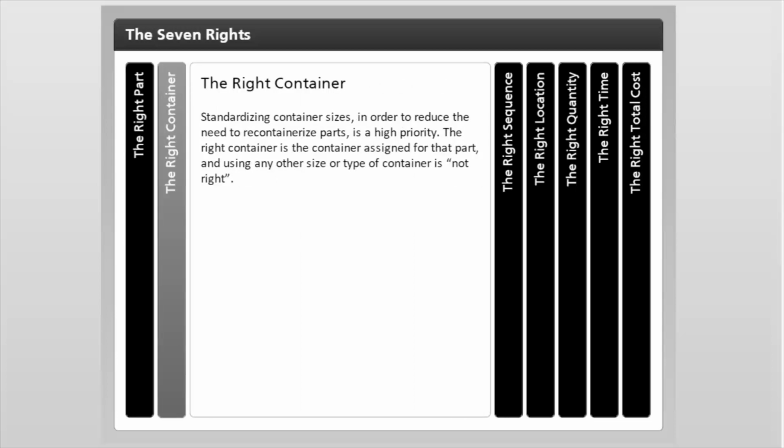Next is the right container. Standardizing container sizes in order to reduce the need to recontainerize parts is a high priority. The right container is the container assigned for that part, and using any other type or size of container is not right.